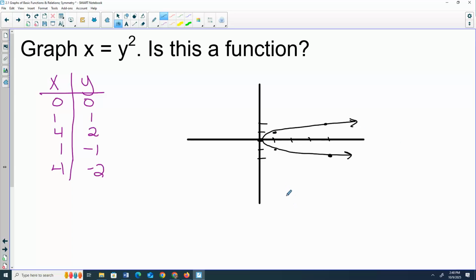Is this a function? No, why not? We don't have to do increasing, decreasing, constant here. That really only applies to functions. If it's like this, I can't really say if it's rising as I go left to right because it's doing both. So we would not do increasing, decreasing, constant. Any questions?